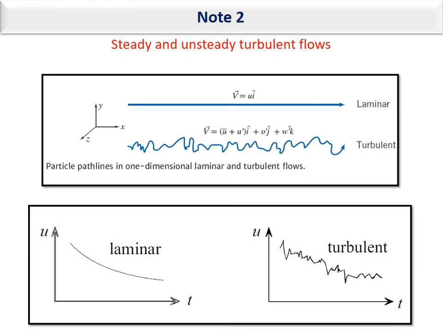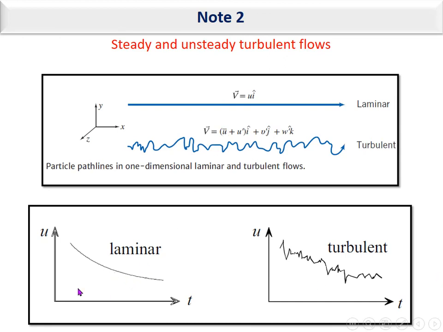Okay, the next classification is classifying the flow into steady and unsteady flow. You can see here a picture showing the laminar and turbulent flow. The point here is that laminar flows may be steady, as you can see here, but turbulent flows, as you can see here, are always unsteady because there are small perturbations around an average velocity, which we name u prime, which are added to the average velocity.